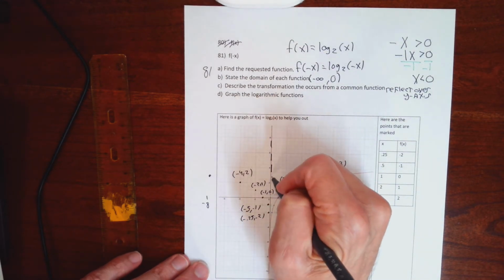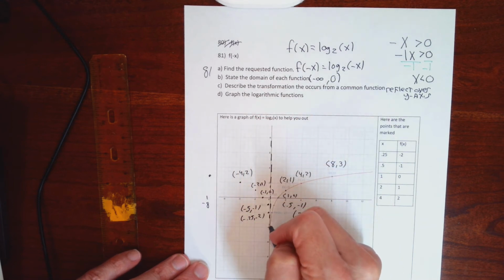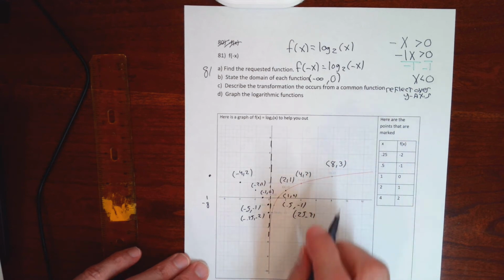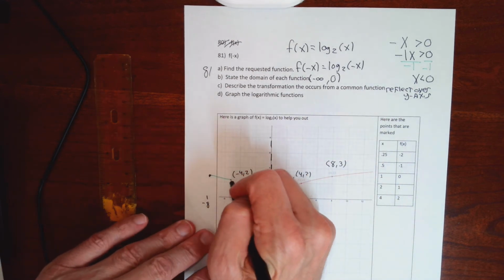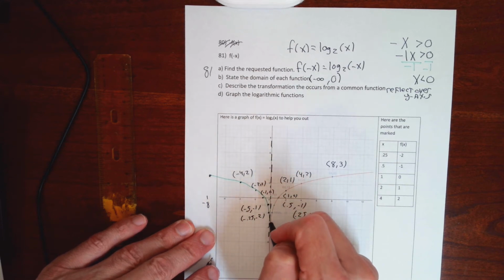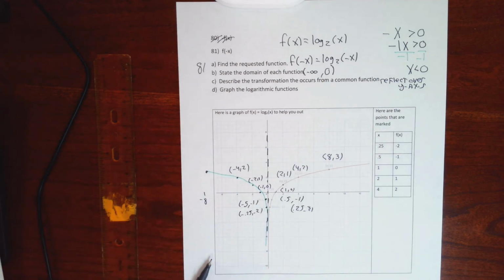And the vertical asymptote didn't change. It's going to stay at 0, but instead of approaching the graph on the right side, it's going to approach on the left side. So this graph is reflected over the y-axis. You get the mirrored image across the y-axis. Should look something like that. So those are supposed to be mirrored images of each other.